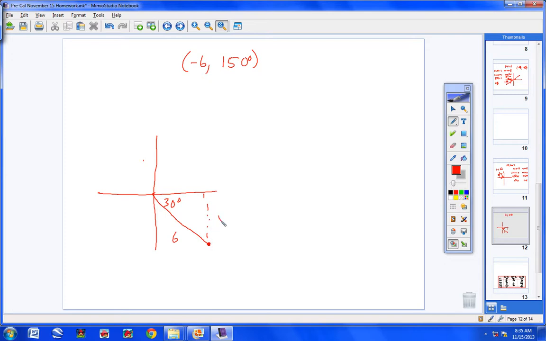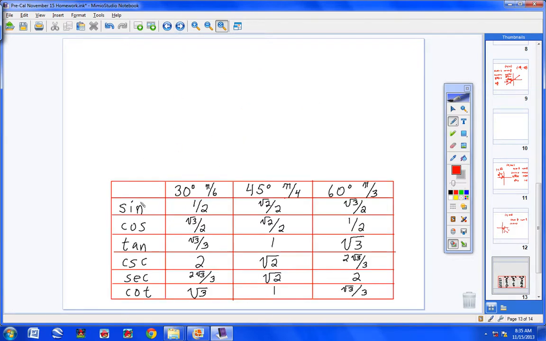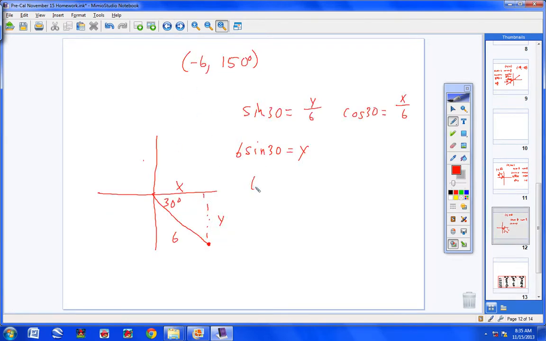This would be my y, this would be my x, and so again I would have sine of 30 equals opposite over hypotenuse, and cosine of 30 equals adjacent over hypotenuse. Multiply both sides by 6. 6 sine 30 equals y. And then we're going to find the sine of 30. Sine of 30 is 1/2. And so 6 times 1/2 equals my y. So 3 equals my y. I'm going to cross this off and put a 3 here.